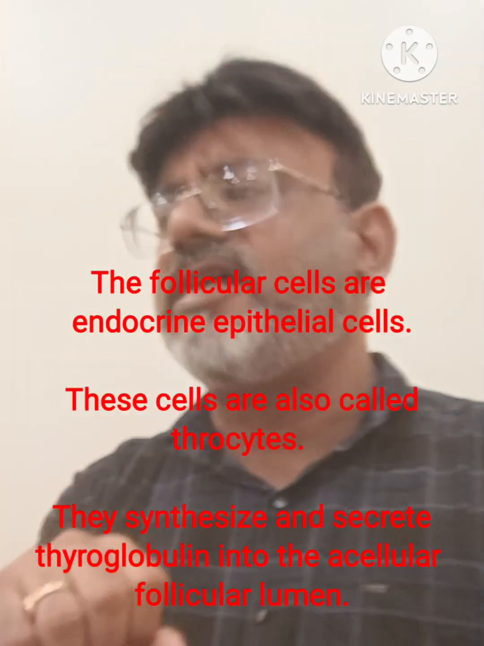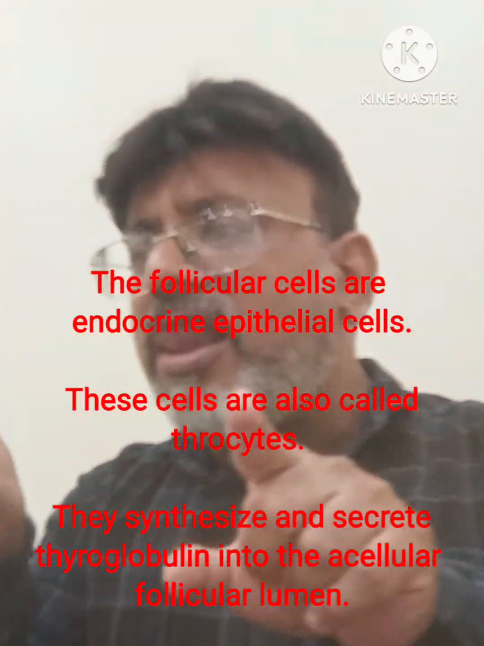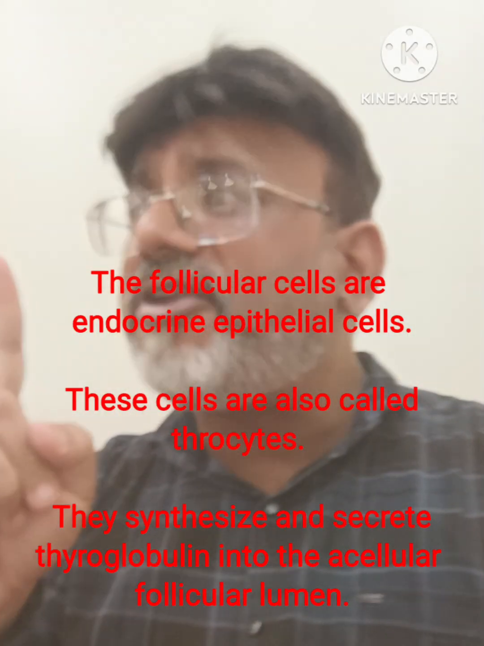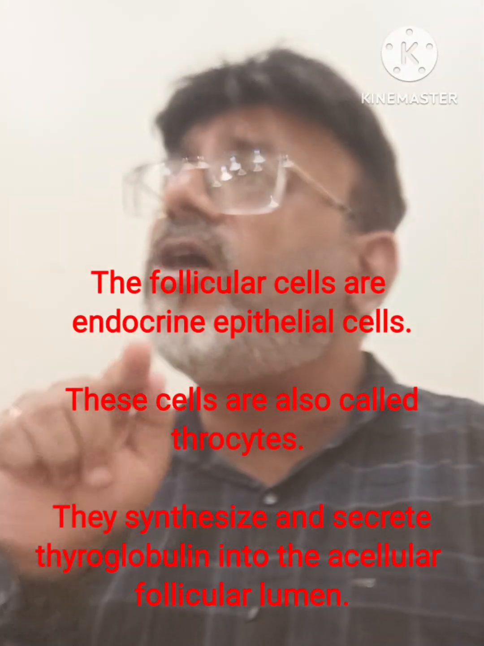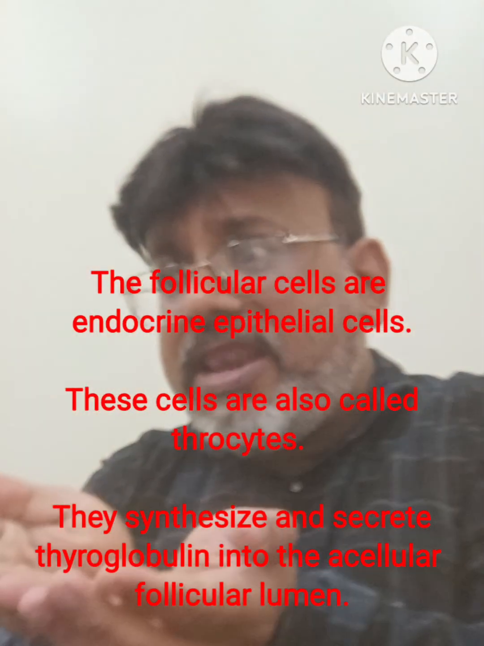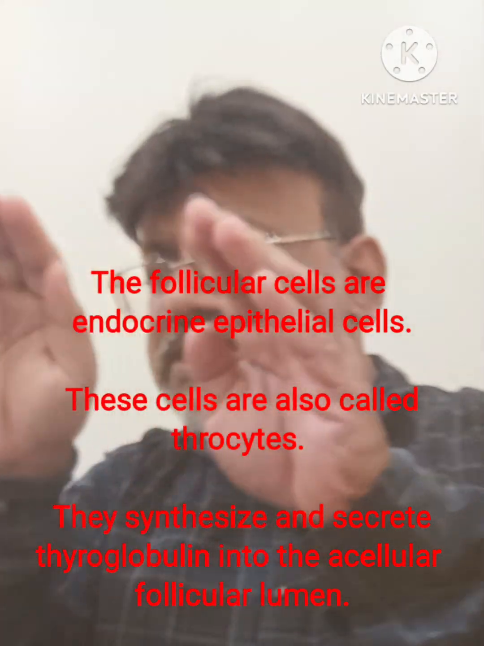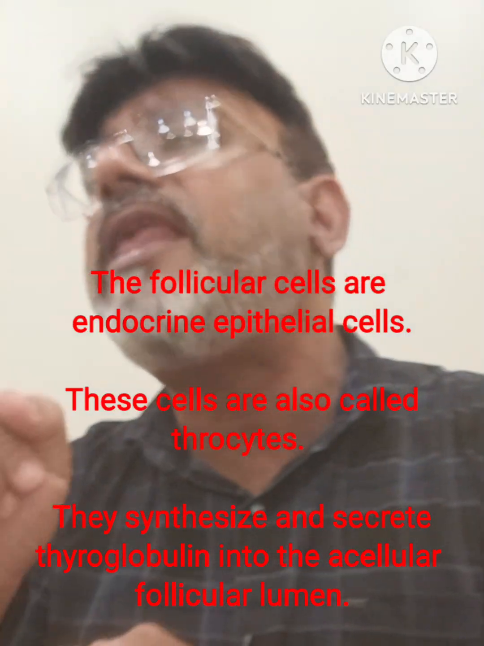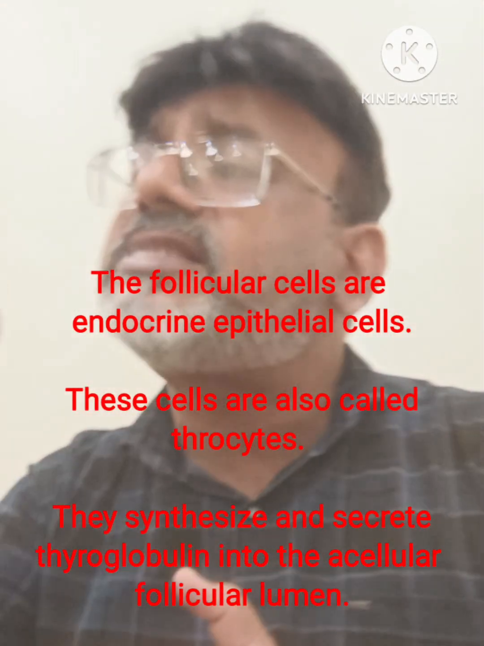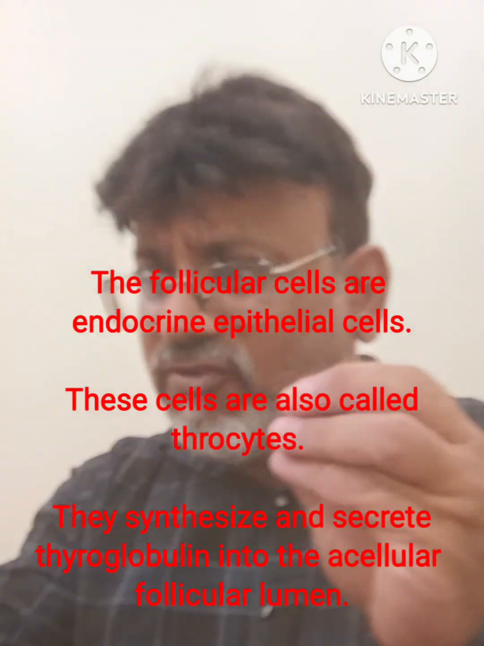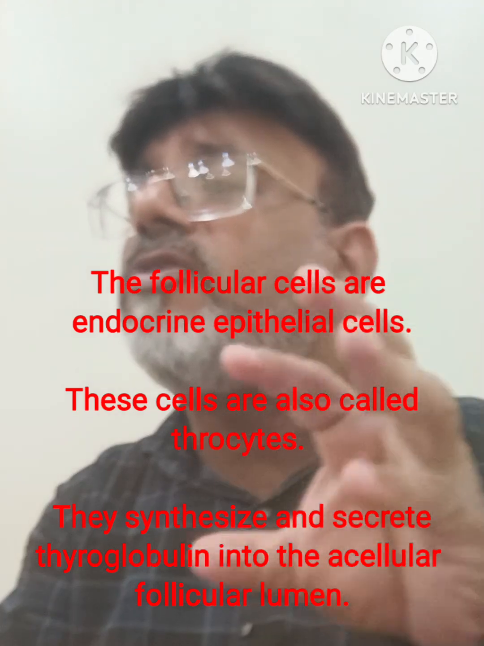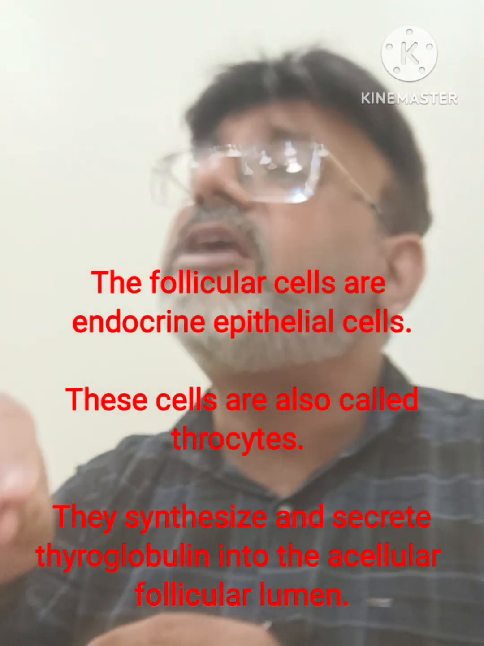The follicular cells which form the follicular wall are endocrine epithelial cells. As I said, each thyroid follicle consists of a follicular wall formed by a single layer of follicular cells resting on a basement membrane. These follicular cells are also known as thyrocytes. They synthesize and secrete thyroglobulin into the acellular follicular lumen.